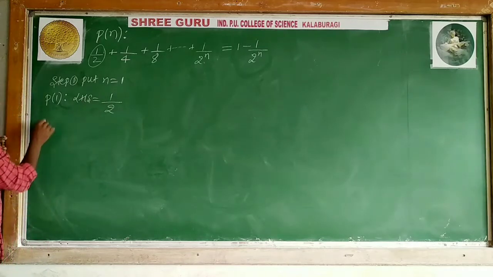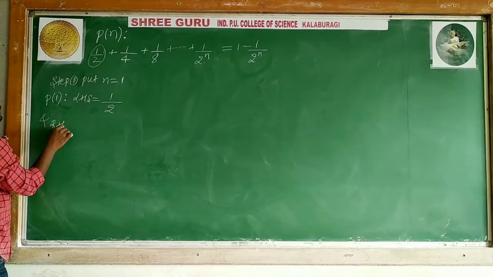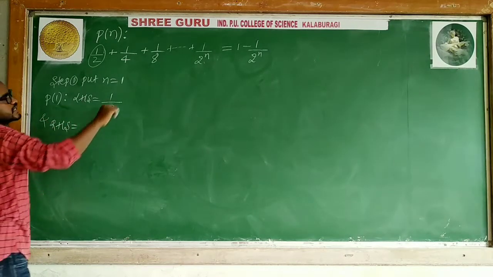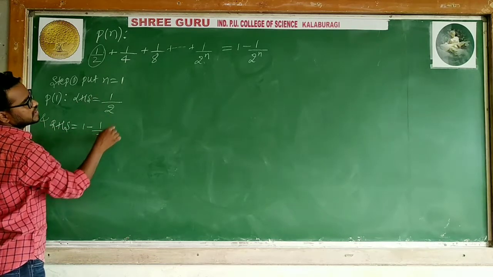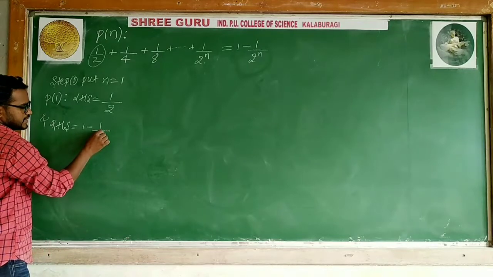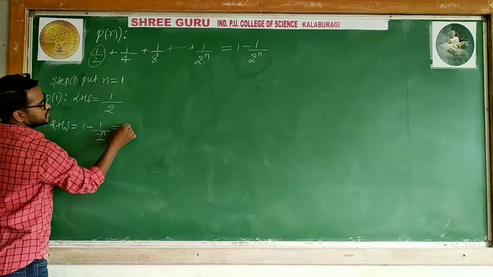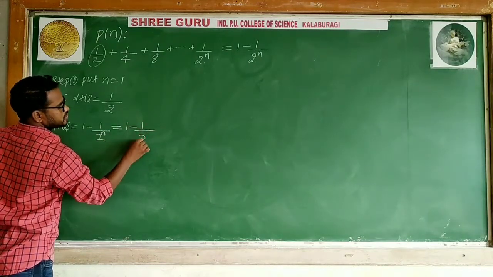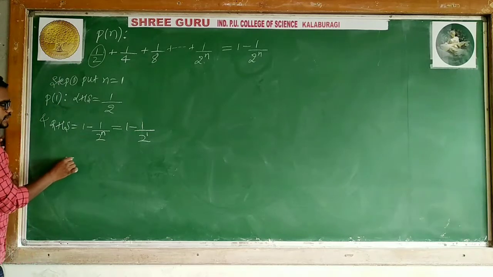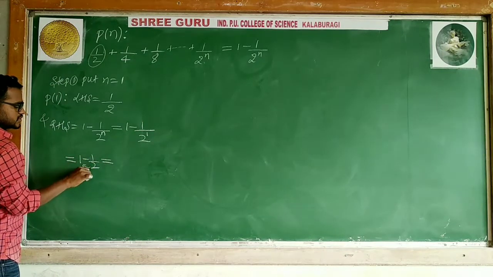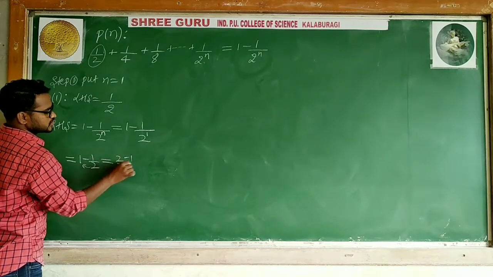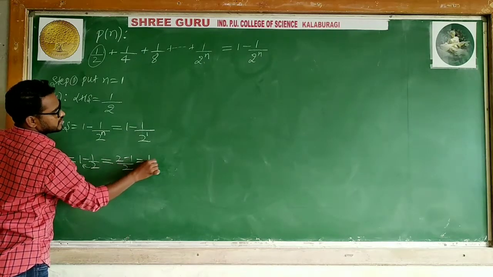Yes. And RHS. What is the RHS side? On the RHS side we have 1 minus 1 divided by 2 to the power n. Yes, n. What are we substituting for n? 1 minus 1 divided by 2 to the power 1. What is left here is 1 minus 1 by 2. Taking the LCM, this is 1 into 2, 2 minus 1 divided by 2. What you will get is 1 by 2.